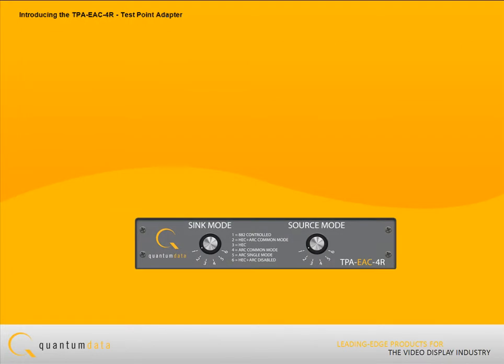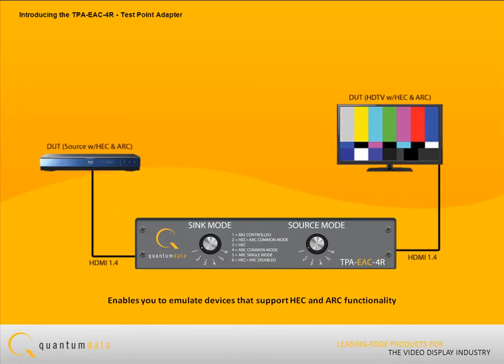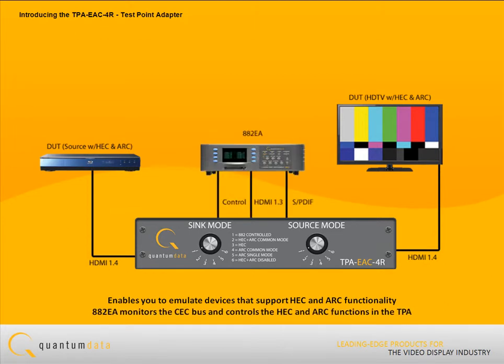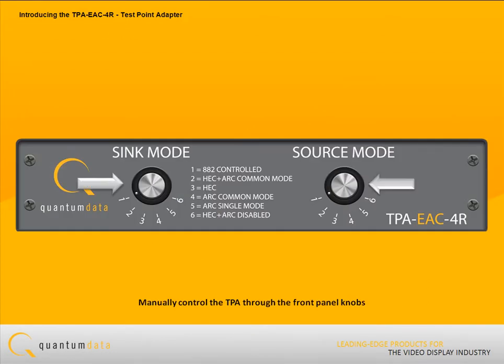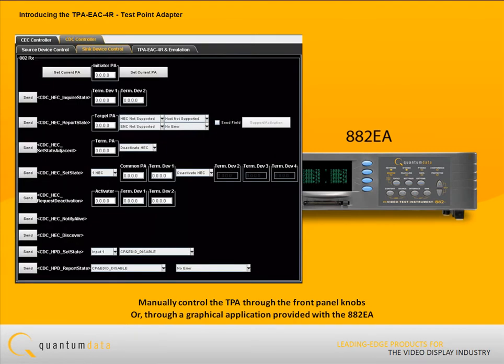When used with the 882EA, the new test point adapter enables you to emulate devices that support HEC and ARC functionality. The 882EA initiates, interacts with, and monitors the CEC bus, and controls the HEC and ARC circuits of the test point adapter. Alternatively, you can manually control the test point adapter under force mode conditions, either through the front panel knobs or through a graphical application provided with the 882EA.